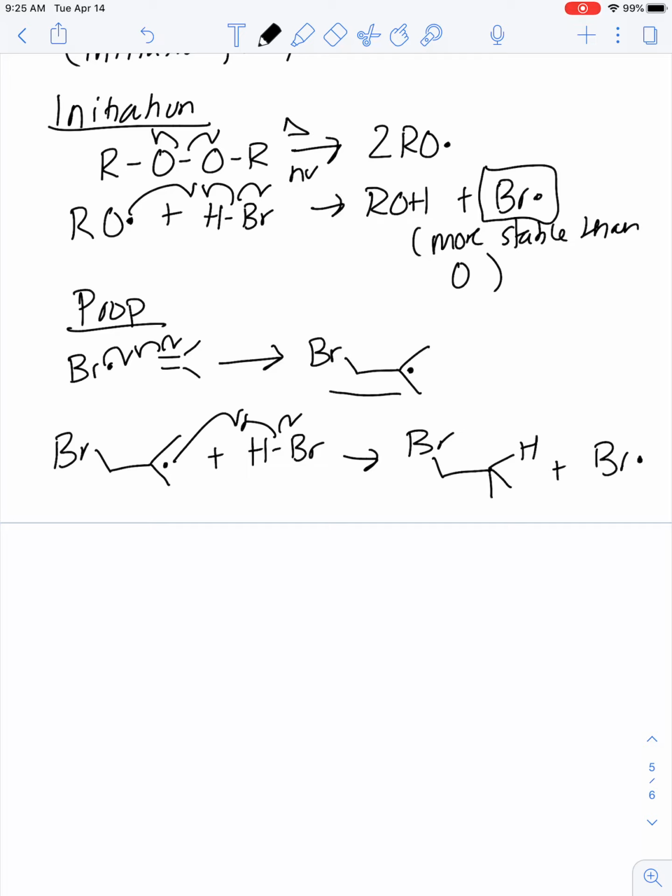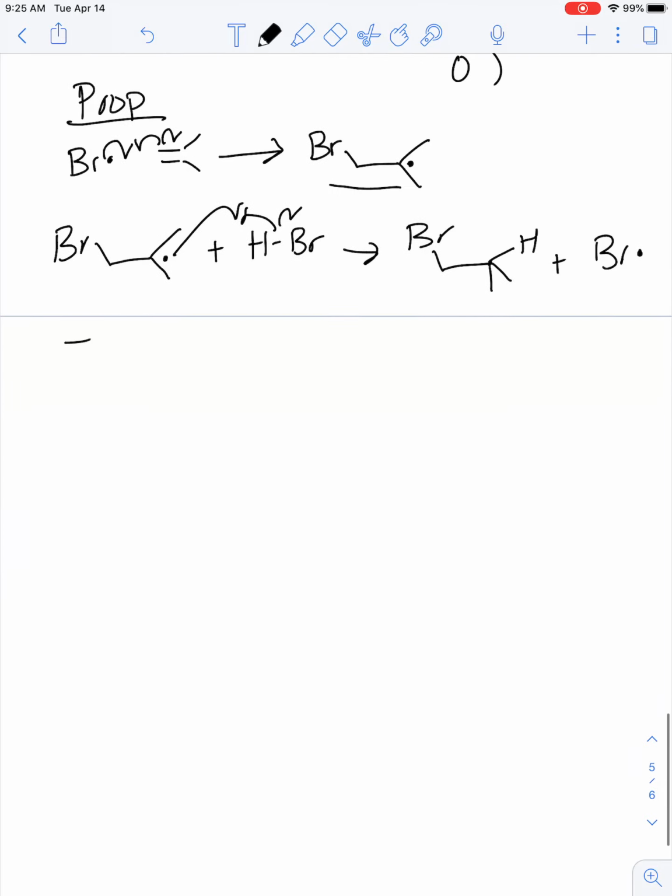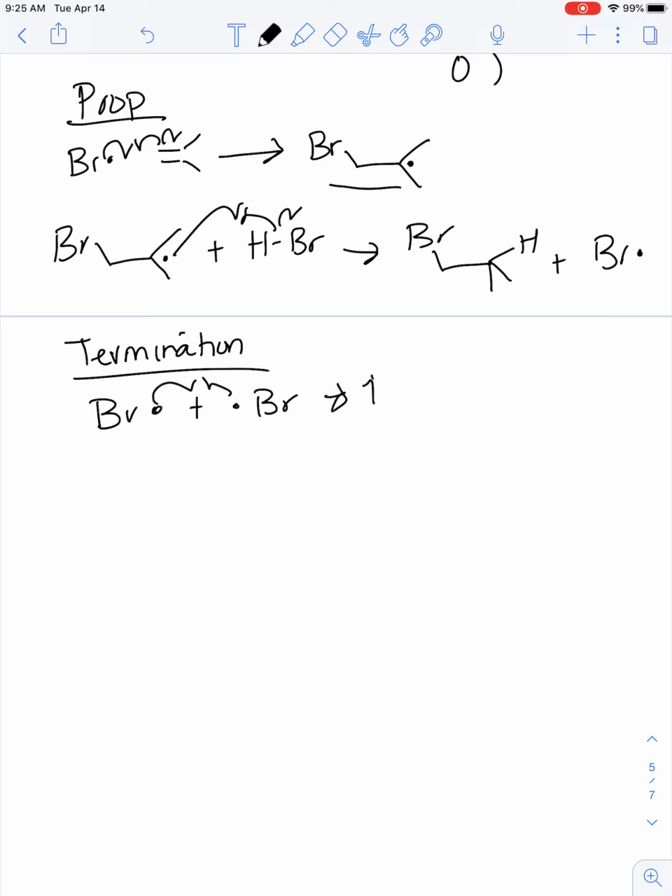So then we would have, plus that bromine radical. Remember that in a propagation step, a radical is always generated. Otherwise, it would be considered termination. Termination is just going to be the addition of two radicals. There's tons of possibilities of this, I'll just show you one. So we would have termination here just because we have two radicals coming together.